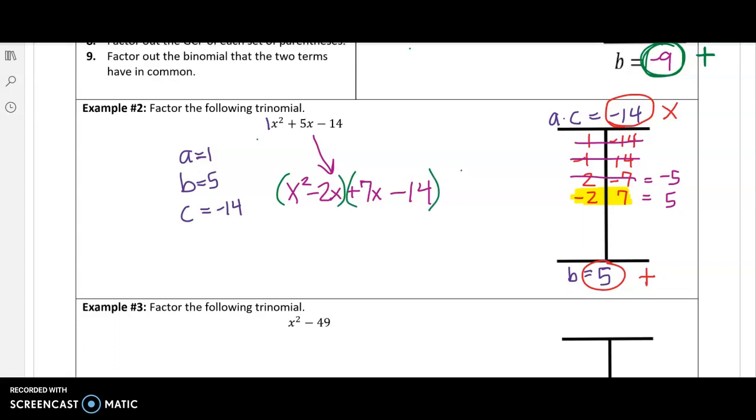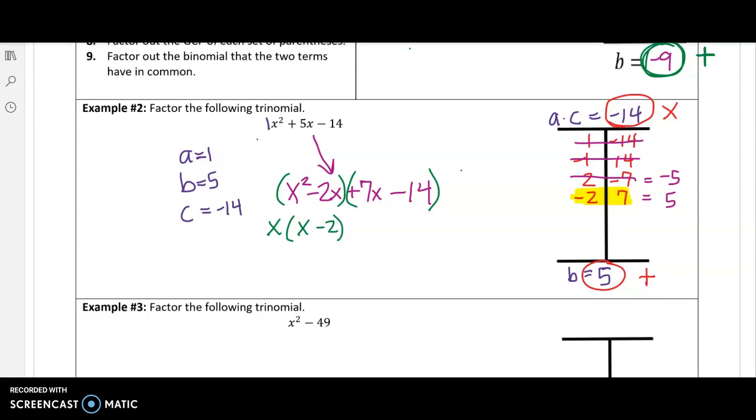And we factor out our greatest common factor. In the first set of parentheses, there are no numbers that they're both divisible by, but they do both have an x. So I can factor out one of the x's. So if I factor out an x from x squared, it leaves me with 1x. And remember, guys, x times x is x squared. So you can always distribute it back out to see if you're correct. And if I take an x away from negative 2x, it leaves me with just negative 2.